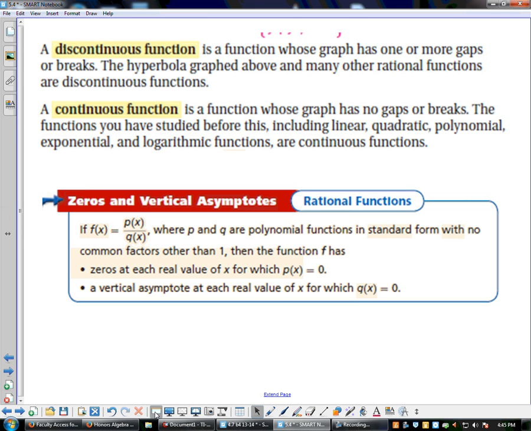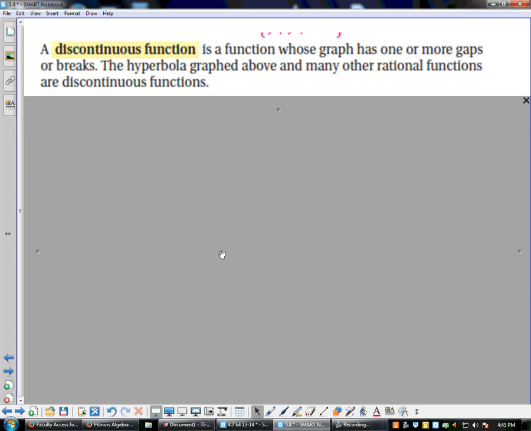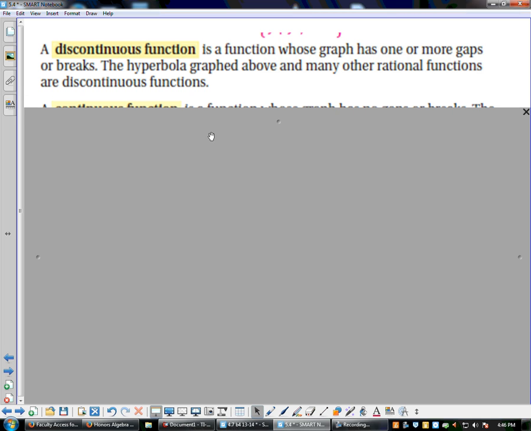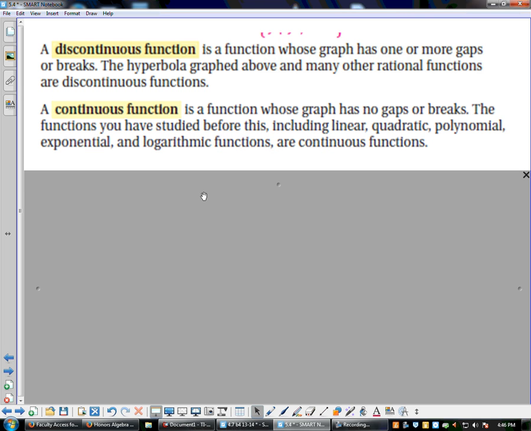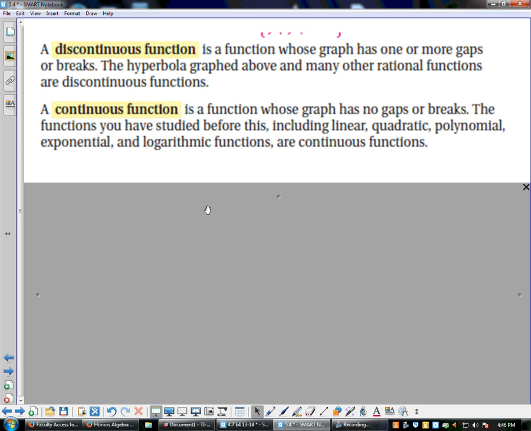Okay, what is a discontinuous function? A discontinuous function is a function whose graph has one or more gaps or breaks. The hyperbola graphed above and many other rational functions are discontinuous functions. All right, so it's not graphed above, but all the hyperbolas that you've seen graphed on this video have been discontinuous. A continuous function is a function whose graph has no gaps or breaks. The functions you've studied before this, including linear, quadratic, polynomial, exponential, and logarithmic functions, are all continuous functions.